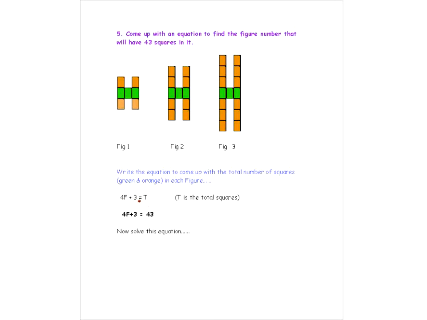So when we have 4 times f plus 3 equals the total number of squares, the question tells us that the total number of squares is going to be 43. So instead of saying 4f plus 3 equals t, since t is 43, we're going to have 4f plus 3 equals 43. Now we can solve this equation, and we have to find f. That's the figure number. We're trying to find which figure number will give us 43 squares in all. So we're going to solve this equation to find f.